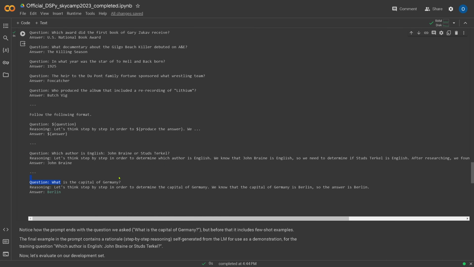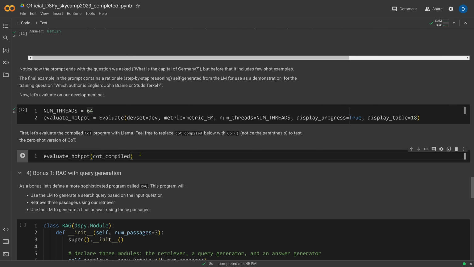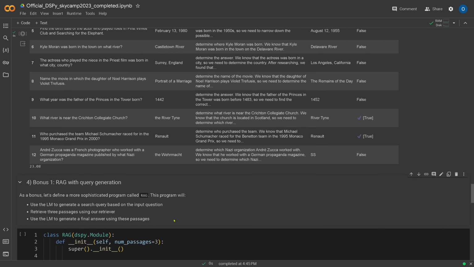What is the capital of Germany? Let's think step by step to determine the capital of Germany. We know from Wikipedia that the capital of Germany is Berlin, so the answer is Berlin, answer Berlin. And you say, amazing! But now we do here the evaluation on the evaluation data set. And then let's see what it is. Oops, here we go.